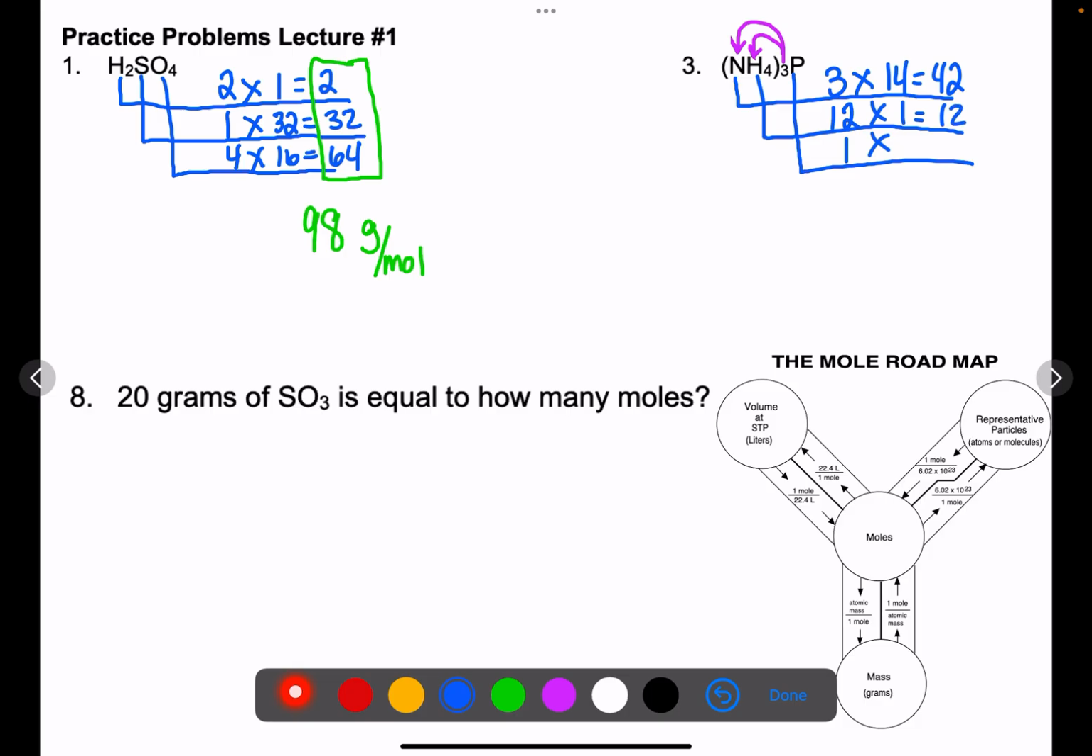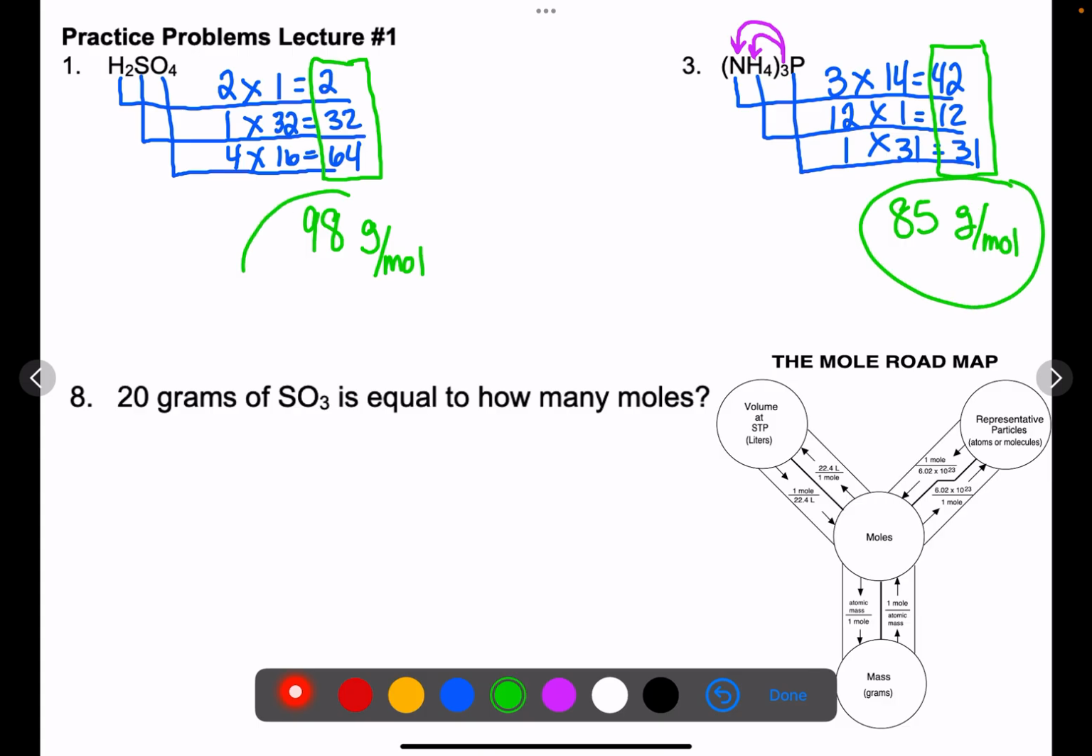And phosphorus, we're going to round that up to a 31. And 1 times 31 is 31. Add up these 3 numbers for a grand total of 85 grams per mole. And that's your final answer. I'll circle these. Okay. So when you're doing the molar masses for the other 2, same thing.